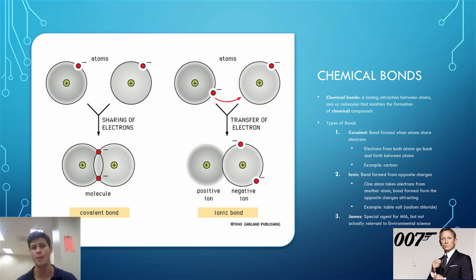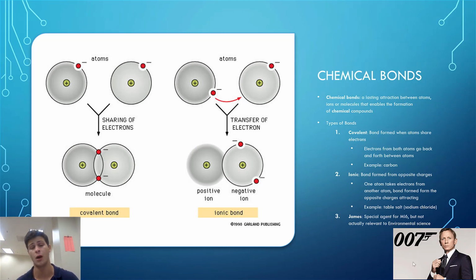And what happens here is, keep in mind that opposite charges attract. So a negative charge and a positive charge attract one another. And so because these opposite charges attract one another, they are now bonded because of this mutual attraction. And that bond, the bond between ions, is what is known as an ionic bond.